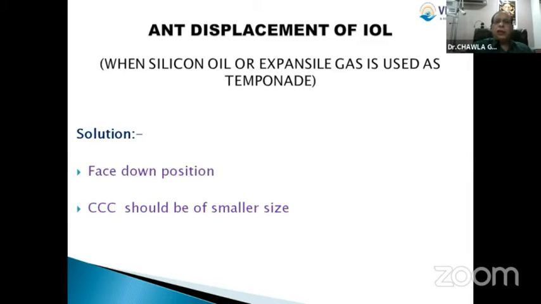There is a risk of anterior displacement of the IOL because when you are using silicone oil or expansile gas, that can cause pressure and there can be anterior displacement of the IOL. To prevent this, postoperatively we ask the patient to lie in the face down position, and when we are performing the phaco, we should make a very small CCC.